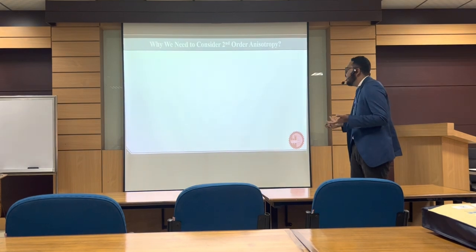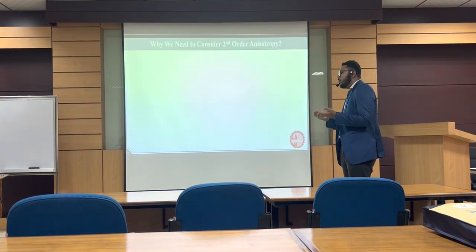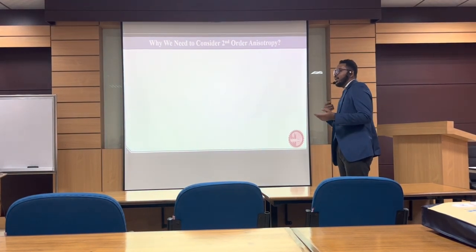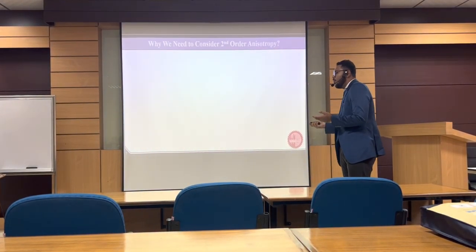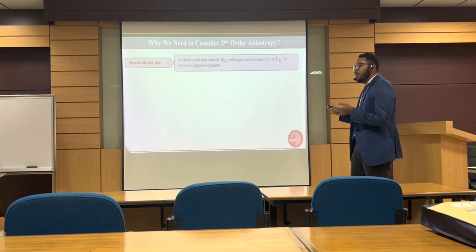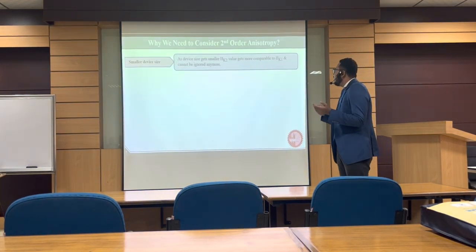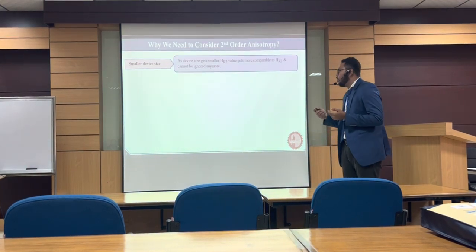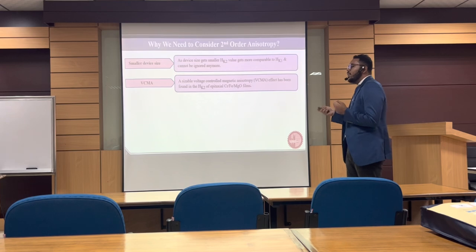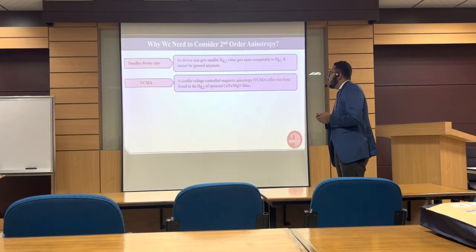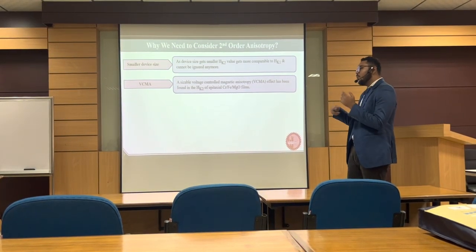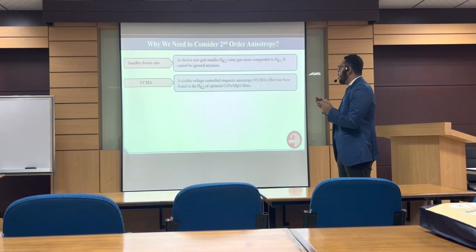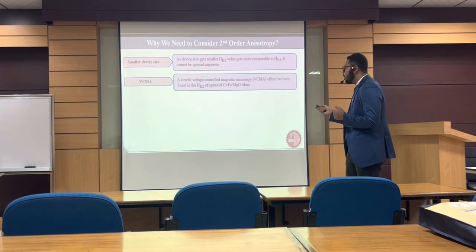Now, why do we need to consider the second order anisotropy? Because previously, most models only used the first order anisotropy because the second order value was not that comparable to the first order. But due to the smaller device sizes, the second order anisotropy value now gets much more comparable to the first order anisotropy value. And also due to the recent evolution in voltage controlled magnetic anisotropy, where it is possible to tune the interface anisotropy of the magnet. So in that case, the second order value gets much more importance compared to the first order.